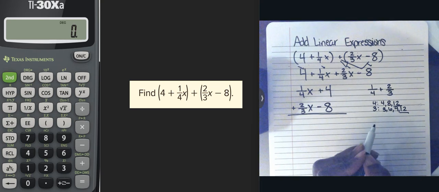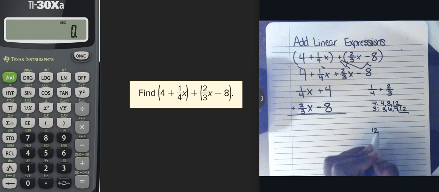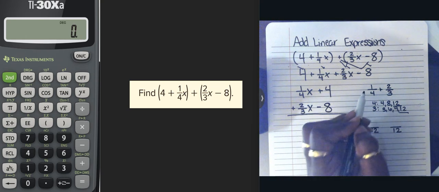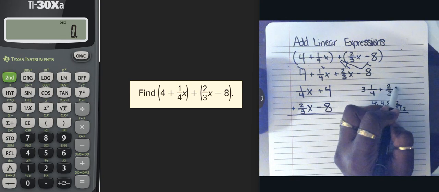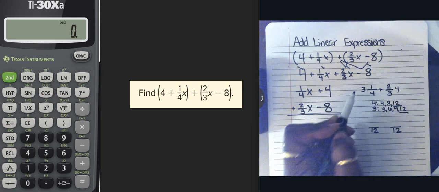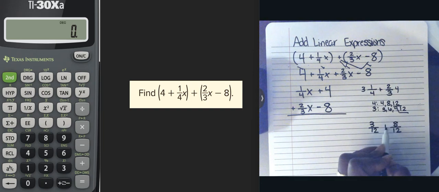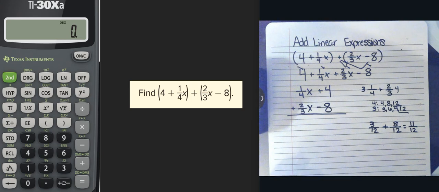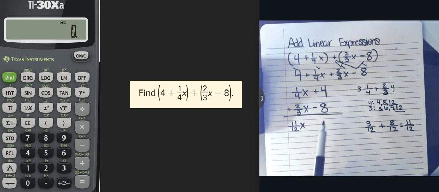So what happens is I'm going to have 4 times what number? Let me put 12 for my denominators. All right, 4 times 3 to give me 12, right? And then 3 times 4 to give me 12 here. So what is 3 times 1? That gives me 3. 2 times 4 gives me 8, and then I'm adding those two. So then I have 3 plus 8, that gives me 11. My denominator stays the same, so that's 11/12, okay? So over here, we're going to put that back, 11/12 x.